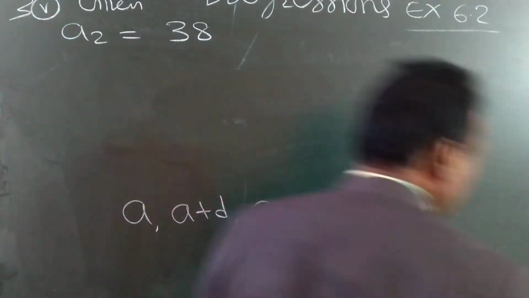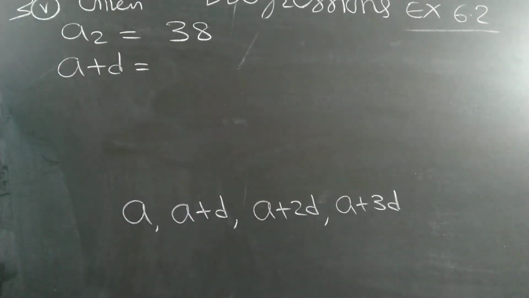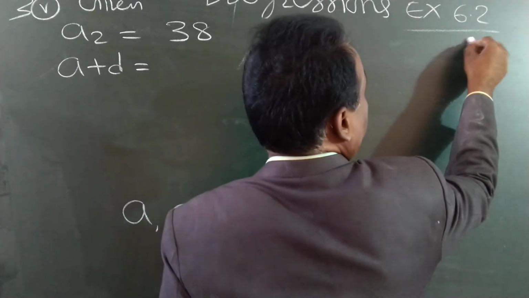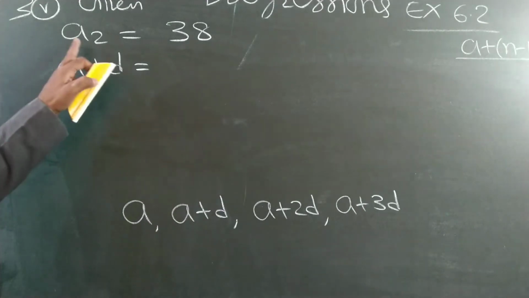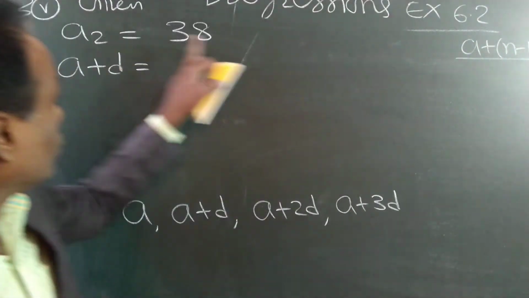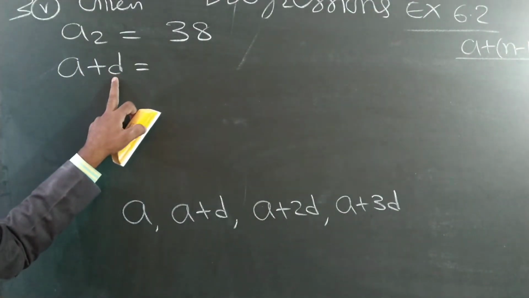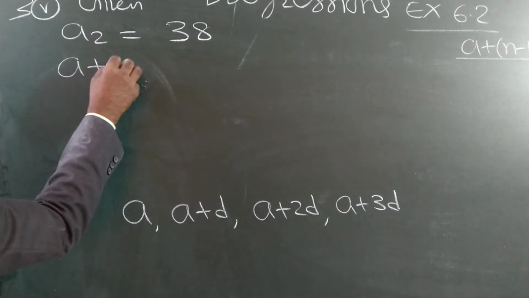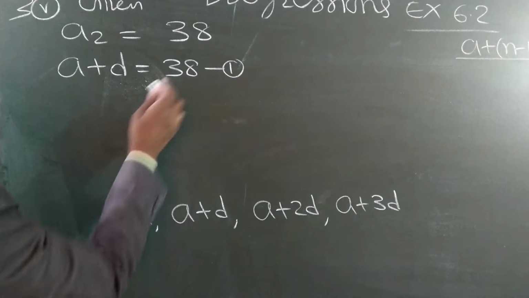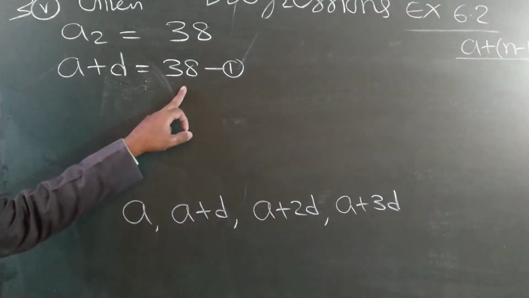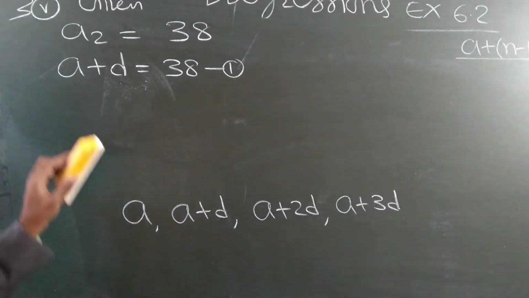So, what is the second term? Second term means A plus D. Don't get confused, it is the same formula, A plus N minus 1 into D. I applied only that formula. N is 2, 2 minus 1 is 1, 1 into D is 1D. So, the second term formula gives A plus D is equal to 38. Can we find two values using one equation? No. If one equation is given, we can't find two values. So, leave it. We require one more equation.